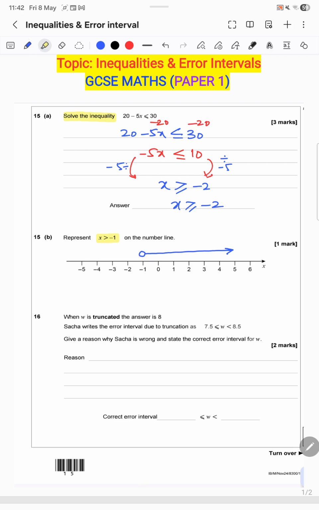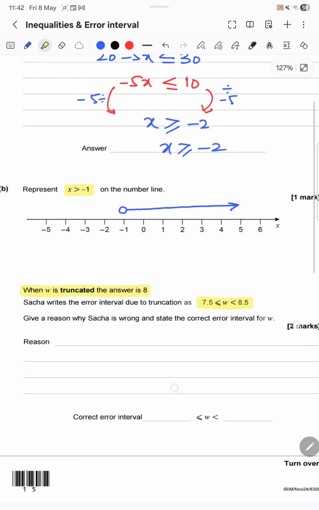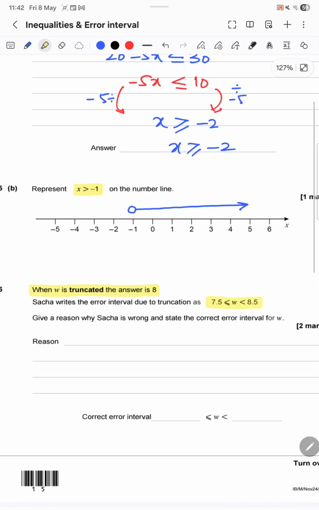Alright, question number 16: when w is truncated, the answer is 8, and Sacha writes the error interval due to the truncation as w is between 7.5 and 8.5. Give a reason why Sacha is wrong and state the correct error interval for w. So, what is truncation?